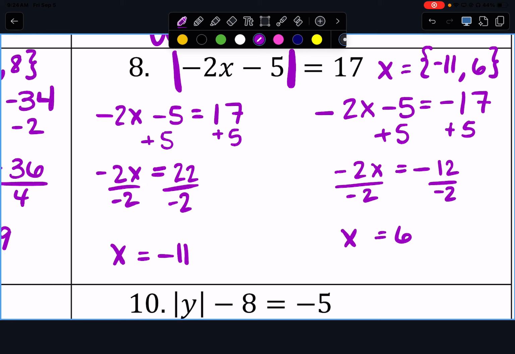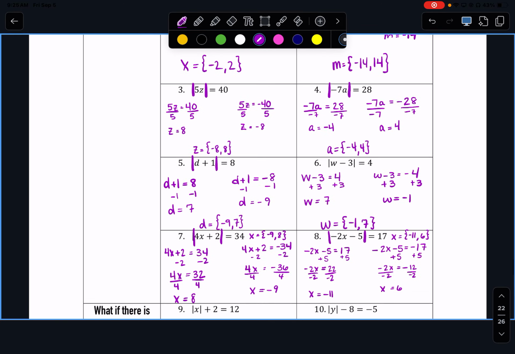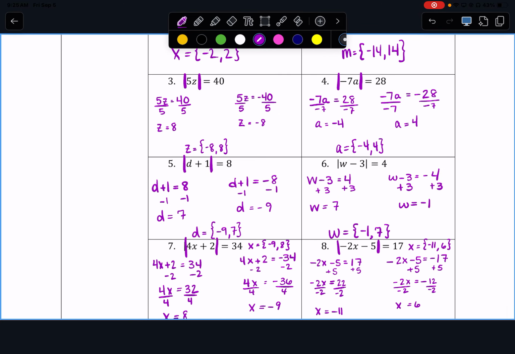Josh, what did you get for your answers? Negative 11 and 6. Exactly. So that's what we should get for both of our answers, negative 11 and positive 6. So all of these questions that we've just done already have step 1 done for us. The absolute value bars are already isolated, by itself on one side of the equation. So what happens if there is stuff outside of those absolute value bars? That's what we're going to look at next.